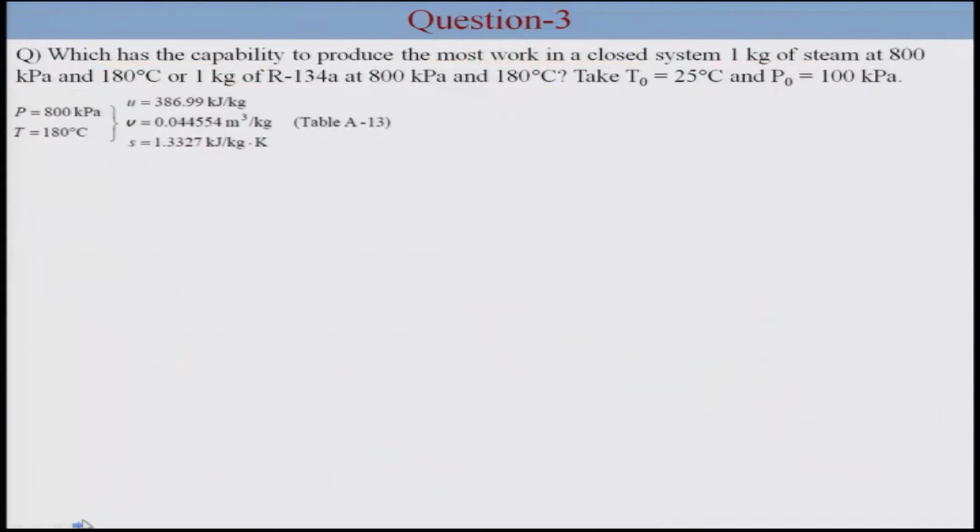Now moving on to the refrigerant R134A. So at the given conditions 800 kilopascal and 180 degree Celsius, the values from the table A13 are U is this, V specific volume is this, and entropy is this. Now for the environmental conditions, that is 25 degree Celsius and 100 kilopascal, it is again superheated. So we need to see the values at T0 equal to 25 degree Celsius and P0 equal to 100 kilopascal.